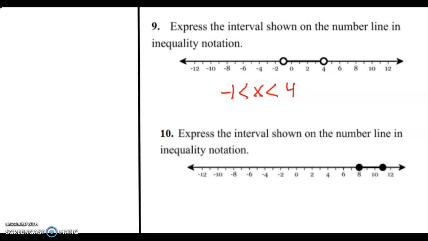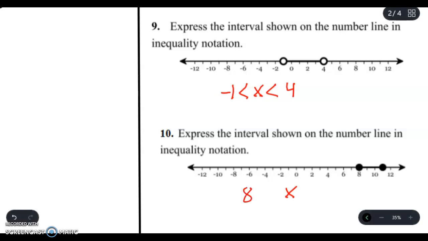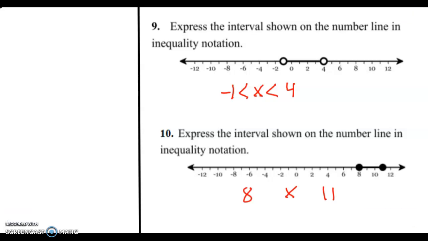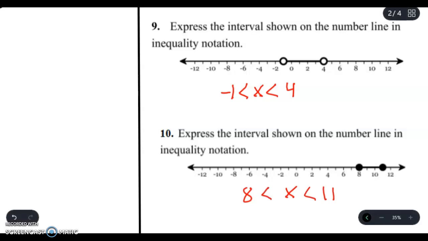Okay, here we're going to have the x in the middle again, and we've got 8 and 11. To be honest, the arrows are always going to go in the same direction here. So we've got less than symbol and less than symbol, and we're going to put an equal to on both to fill in. So that is the compound ones. You're putting the x in the middle.